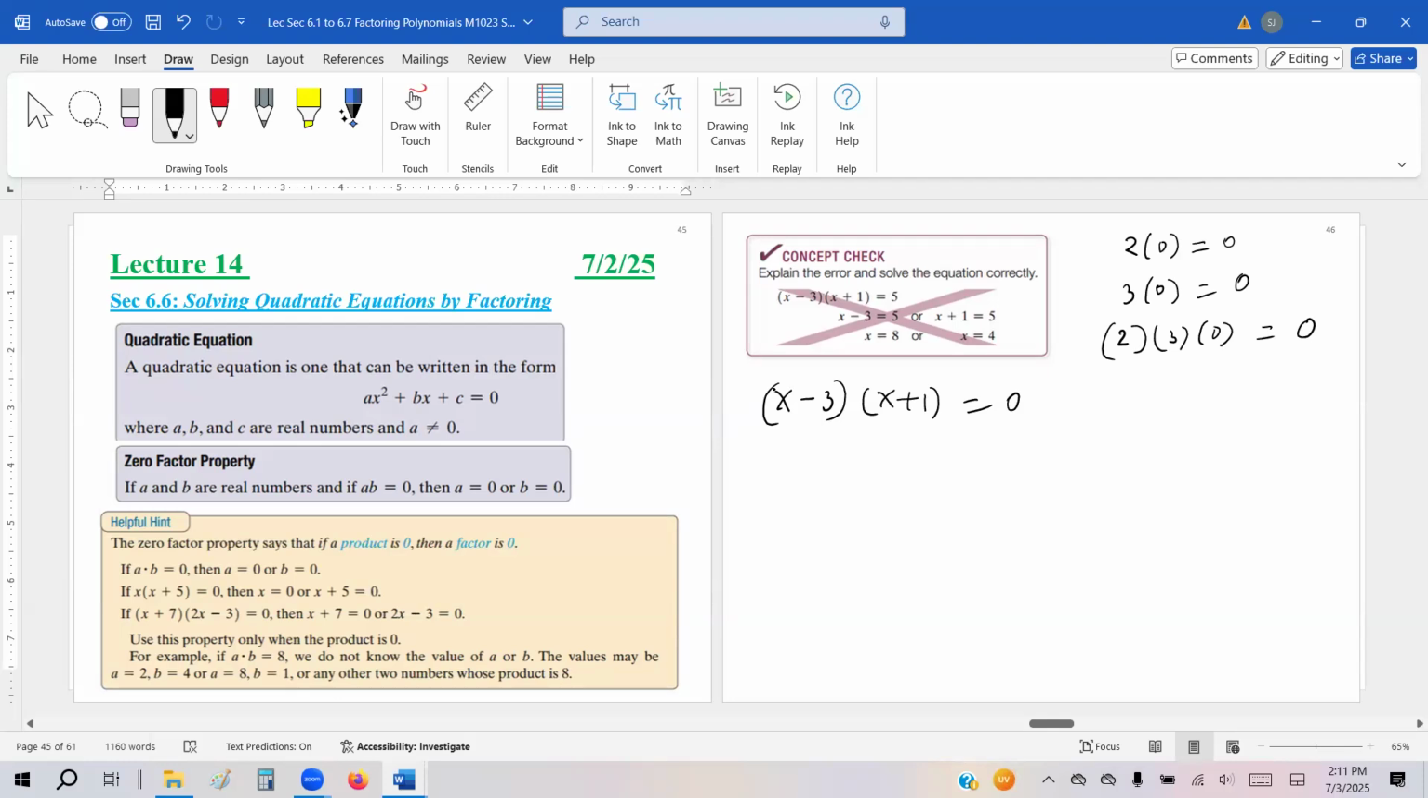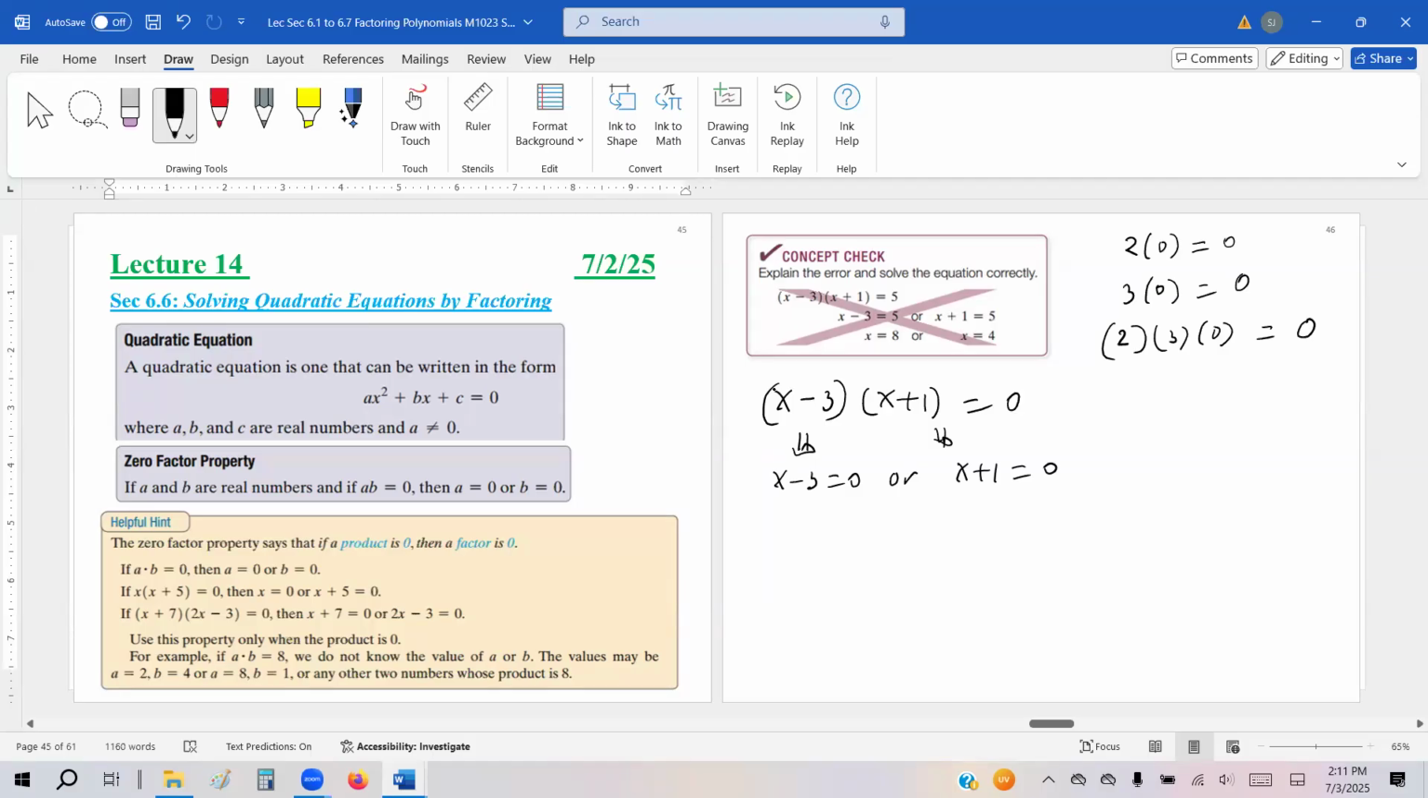Same rule applies here. We are multiplying two binomials and the product is 0. That means definitely one of these has to be 0. Unfortunately, we don't know which one is 0. So we said, well, since we don't know which one is 0, this could be 0, or this one could be 0. Definitely one of them has to be 0 because their product is 0.